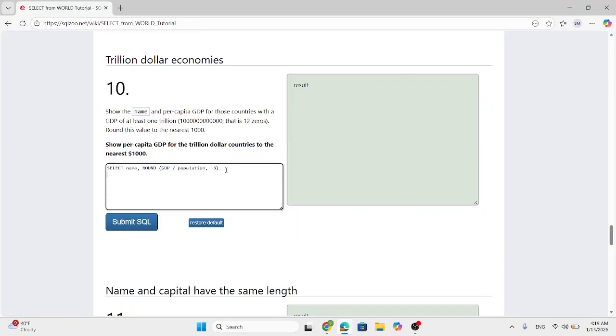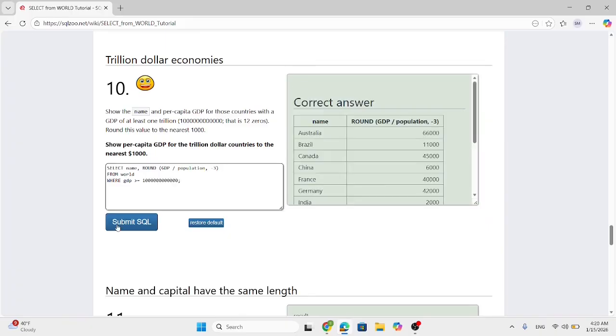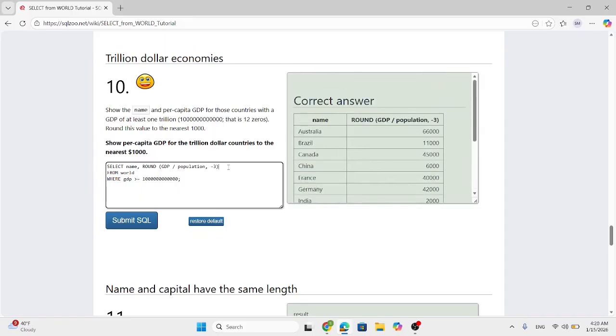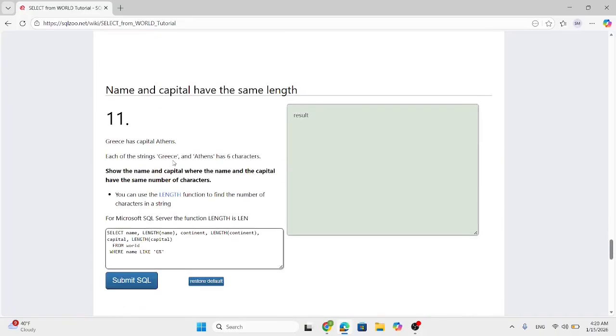And from world where our GDP at least means bigger than or equal to 1 trillion. And then submit. Yeah, as you can see, this is our result. We can name this like this, rounded per capita GDP, something like this.